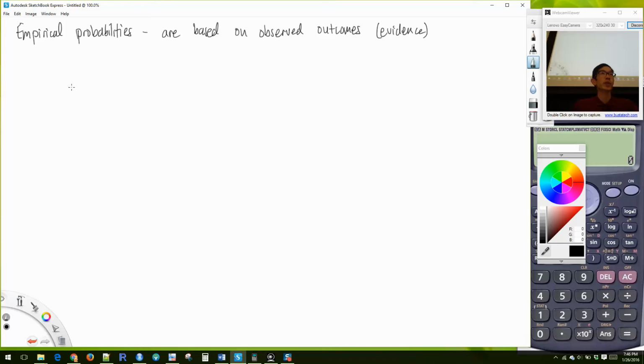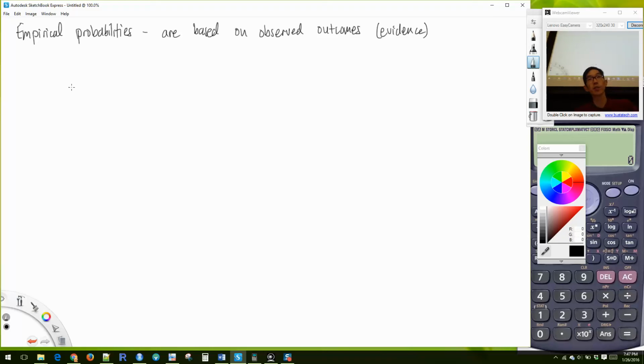Meaning when I actually flip the coin 100 times, it has landed heads 47 times. So far, my understanding of this coin tells me that the next time I flip a coin, the probability that it lands heads is somewhere around 0.47. Okay, and that's the notion behind empirical probabilities.